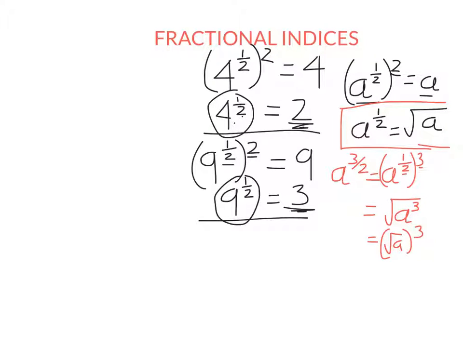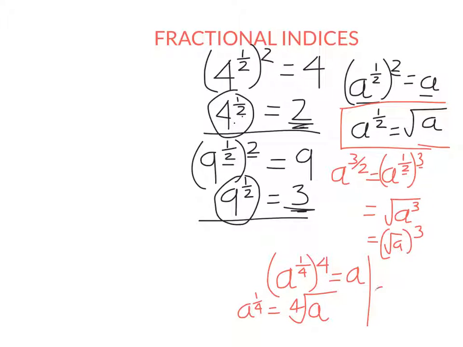So what about if we have a different denominator other than 2? Let's say we had something like a to the power of a quarter. Well, I know if I raise that to the power of 4, I must get a. But the thing you raise to the power of 4 to get a is the fourth root of a. So the fourth root of a is saying, what do you times by itself 4 times? In other words, what do you raise to the power of 4 to get a? So a to the power of a quarter is the fourth root of a.